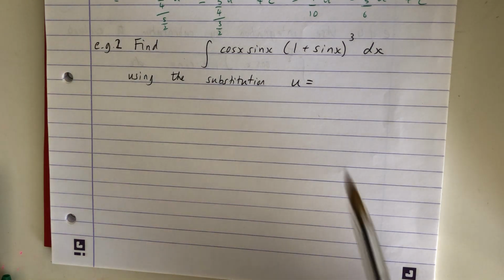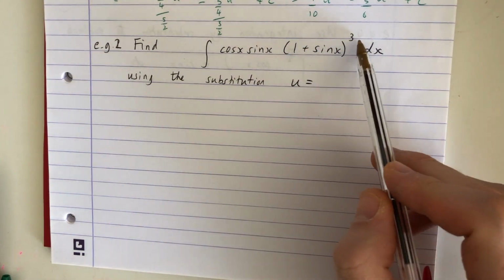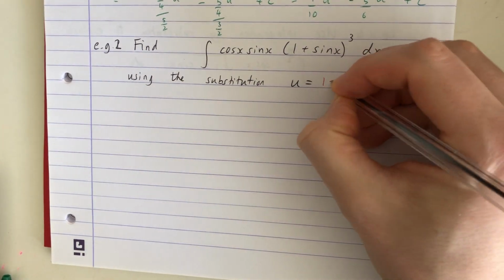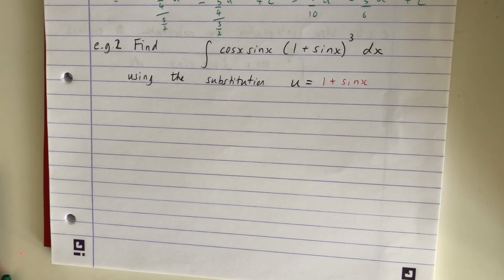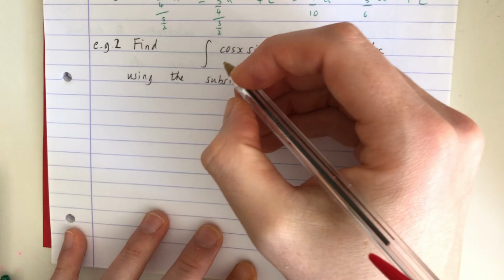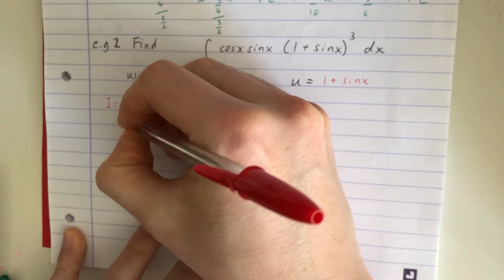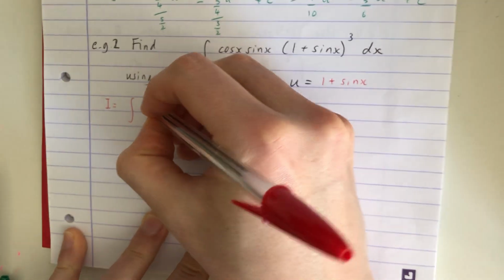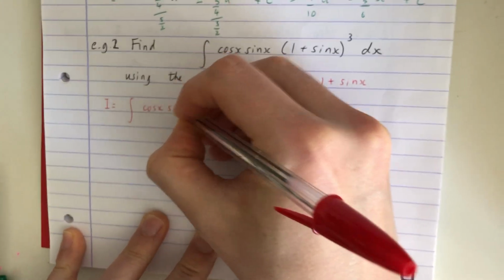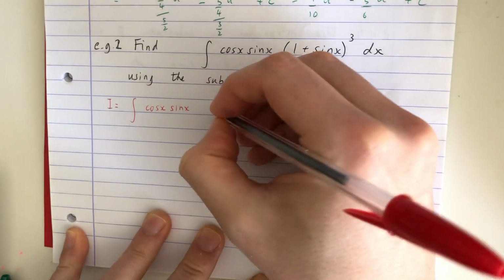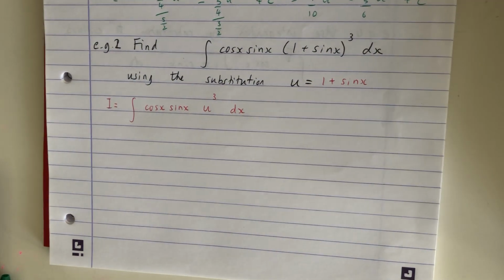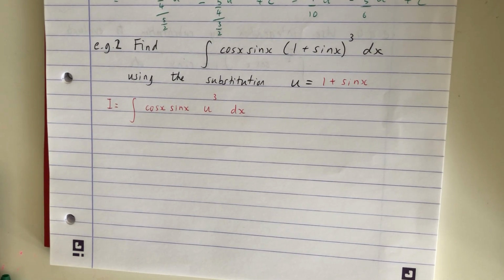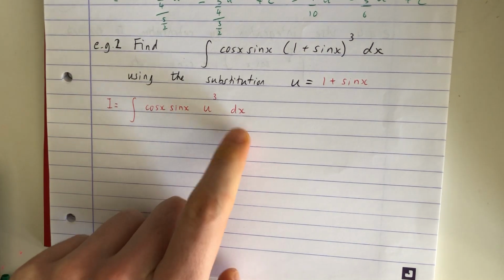Now, the obvious substitution to me would be something to the power of 3. I prefer it just to be a single letter, so I'm going to replace 1 plus sin x with the letter u. And let's see what changes. So the integral would become cos x sin x u to the power of 3 dx. But then we have some complications again. We've got x's still in there and they have to go.